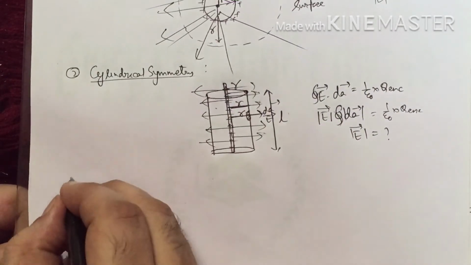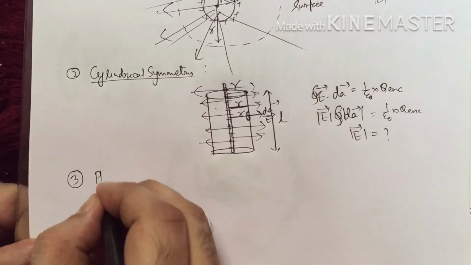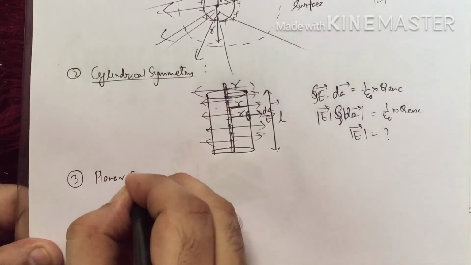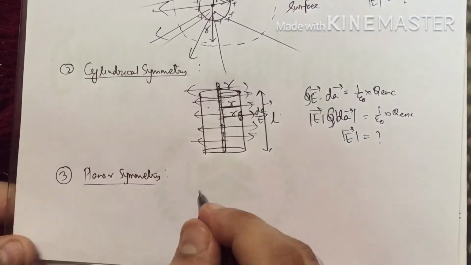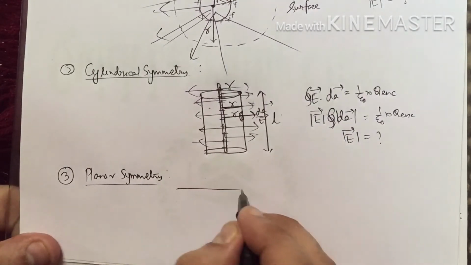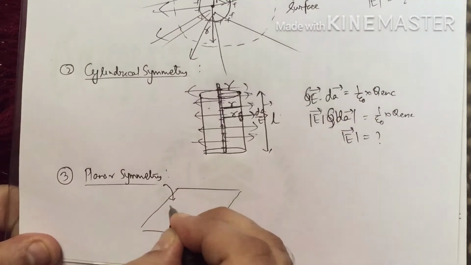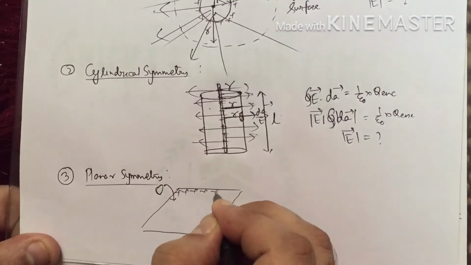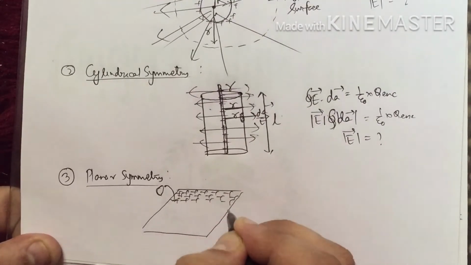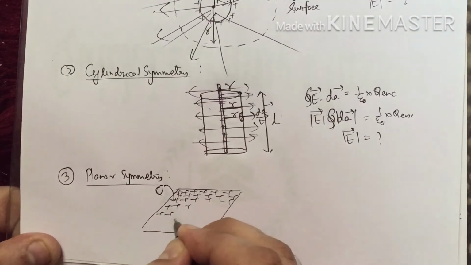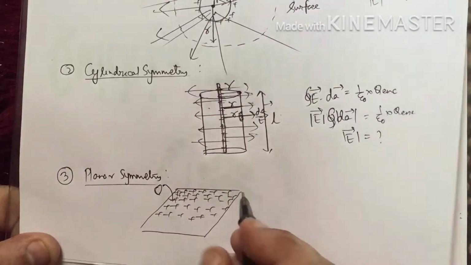And the third symmetry which is possible is called the planar symmetry. What is a planar symmetry? In this case we have a plane sheet of charges where the charges are distributed on its surface. It is distributed on both sides of the surface.